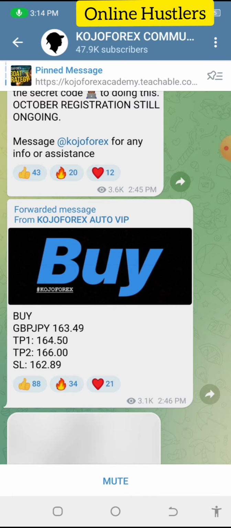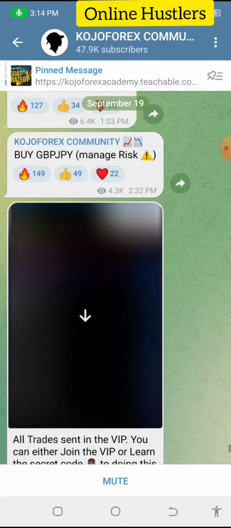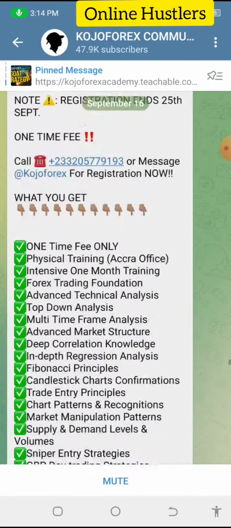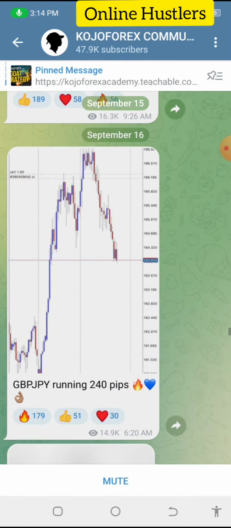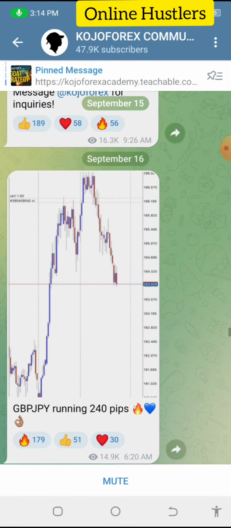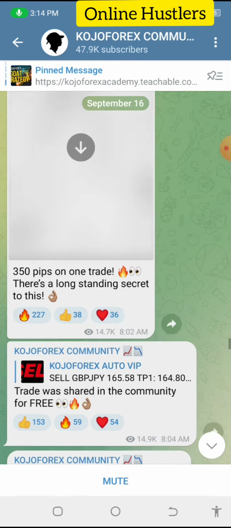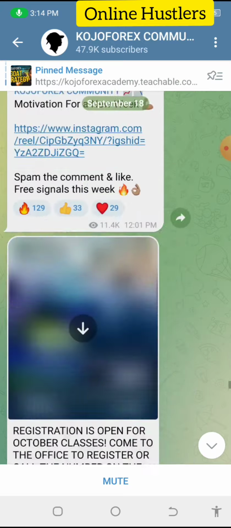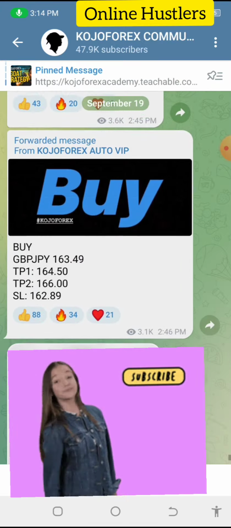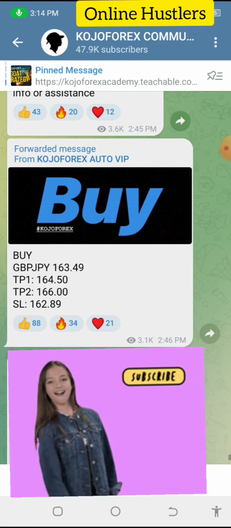He shares a lot of signals here, and a lot of them pump. You can see his previous signals, something like this JPY one, the Empire of Blues. You see, 240 pips running from here to this place. So this is amazing. Right now he just sent a signal from 10 minutes ago, so we're using that to enter or open the position.